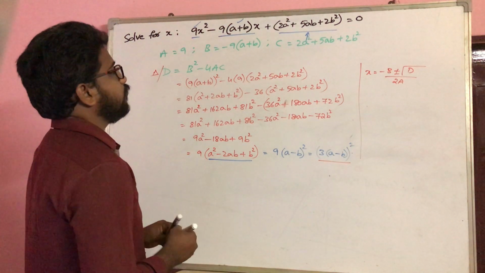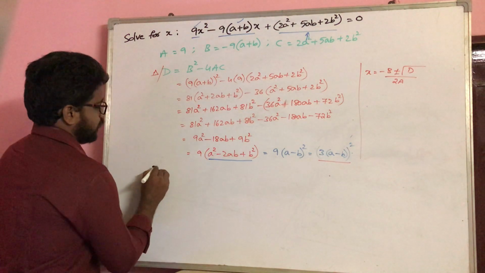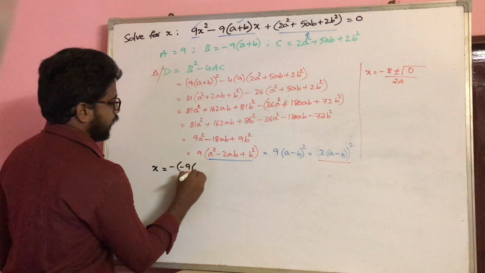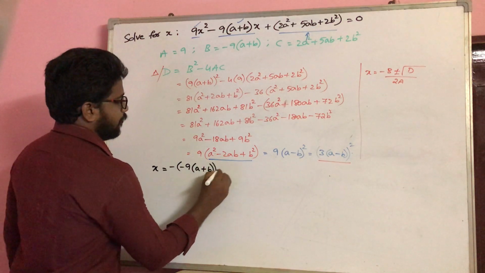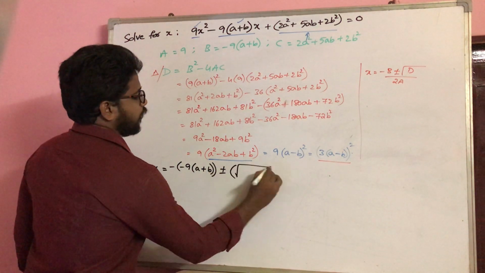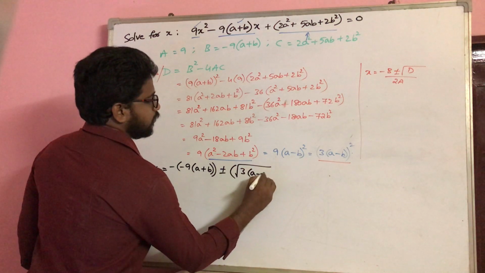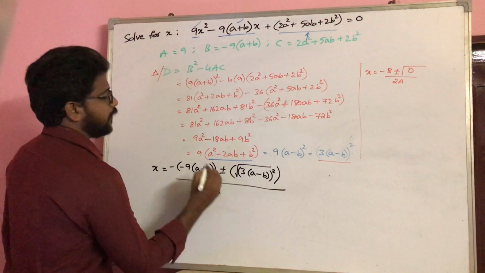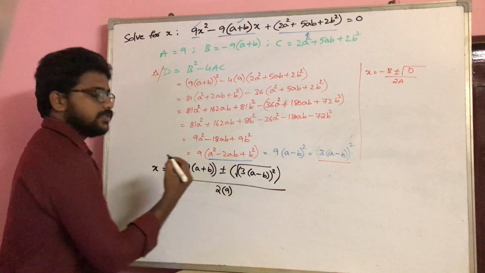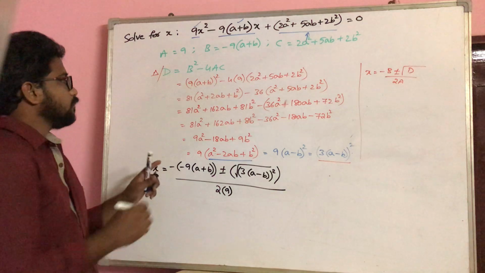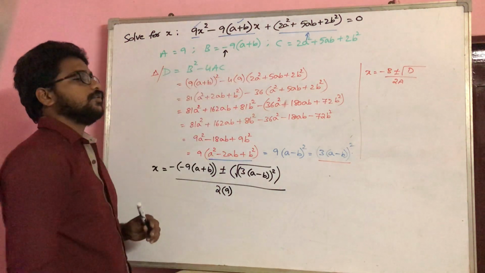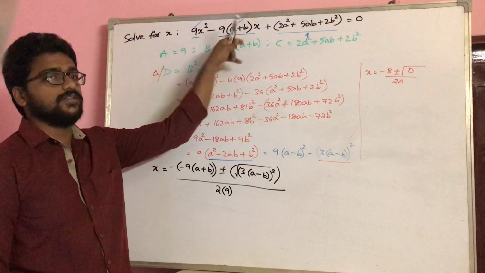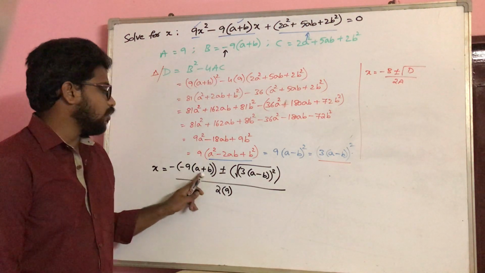So now let us go into further calculation. x is equal to minus b, substitute minus of minus 9 of a plus b, plus or minus square root of D, which is 3 times of a minus b whole square, whole divided by 2 into a value, which is 9. See, that's why here I told you please don't forget about this minus, because if you forget this minus here including with the capital B value, you will get wrong value here.